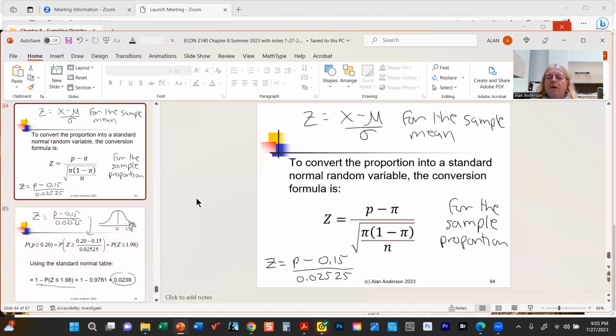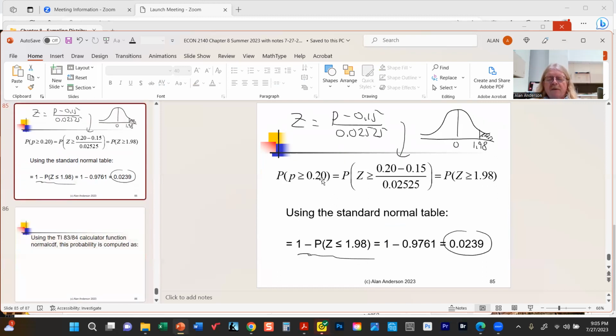Oh, by the way, if you're going to use the tables to get your z-score, this is now what you have to do. P is the sample proportion, pi is the population proportion, n is the sample size. So if you want to use the tables, this is what you have to do.